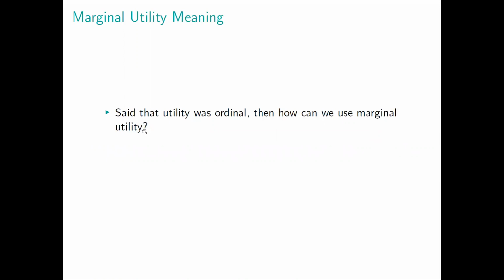Right, so we said that utility was ordinal. So how does marginal utility have any meaning whatsoever? And it doesn't really have any meaning. But if we take ratios, it turns out that we'll end up with the marginal rate of substitution, which is the change in the amount of a certain good with respect to another good in order to stay indifferent. So taking these ratios will actually give the calculus version of the marginal rate of substitution.